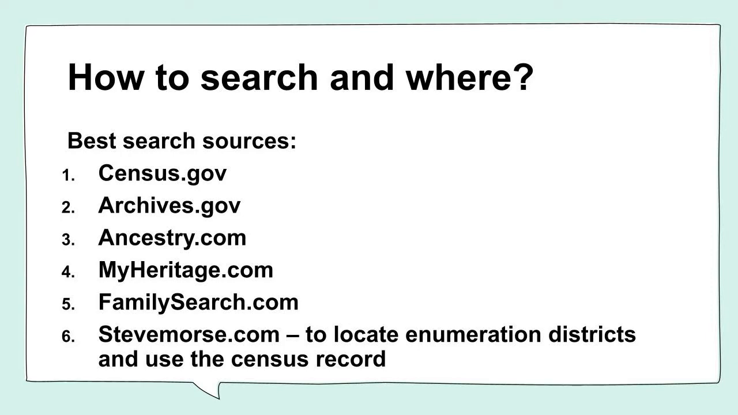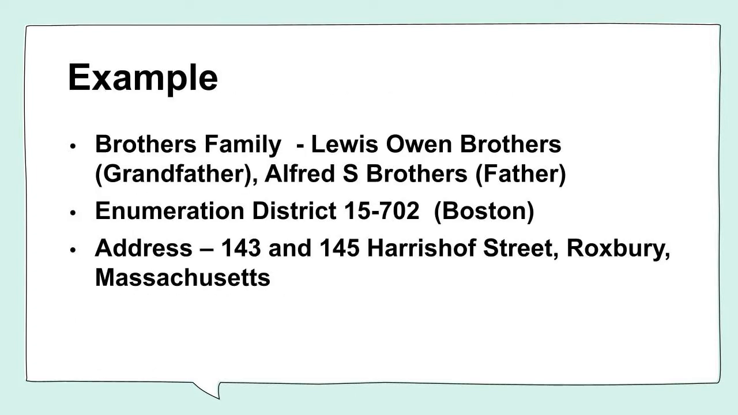Now, a key question comes up. How do you search, and where? These are the best search sources: census.gov, archives.gov, ancestry.com, myheritage.com, FamilySearch, and the last one, stevemorse.com, is a tremendous help in locating enumeration districts and in the use of the census record itself. Let's take a look at how to do that now.